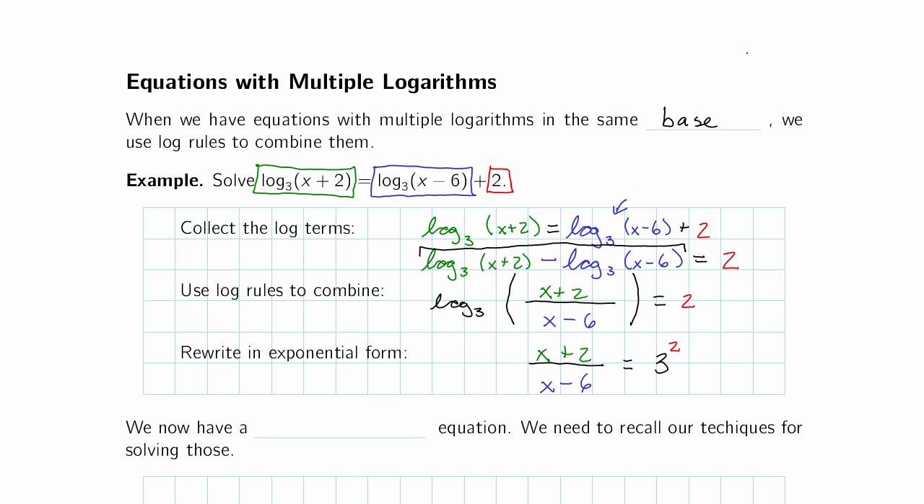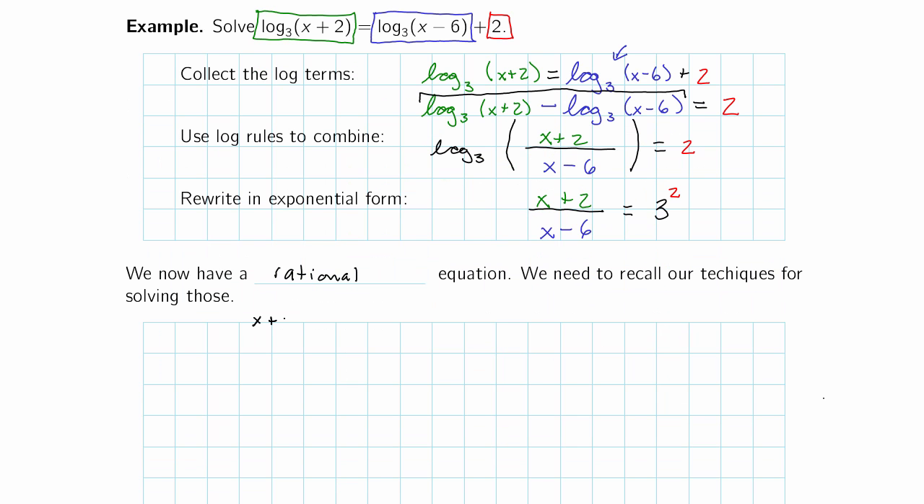Now, the good news is we no longer have a log equation. The bad news is we now have a rational equation, an equation involving rational expressions. We need to remember how we solve one of those. So I have the equation x plus 2 over x minus 6 equals 3 squared, which is 9.